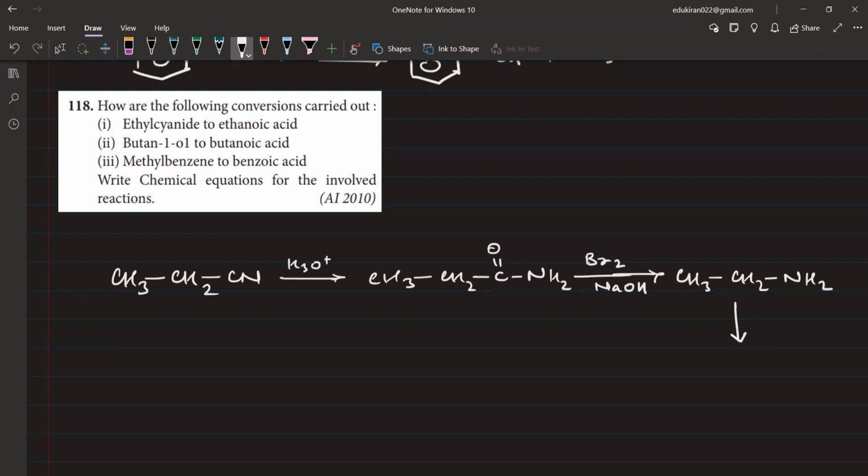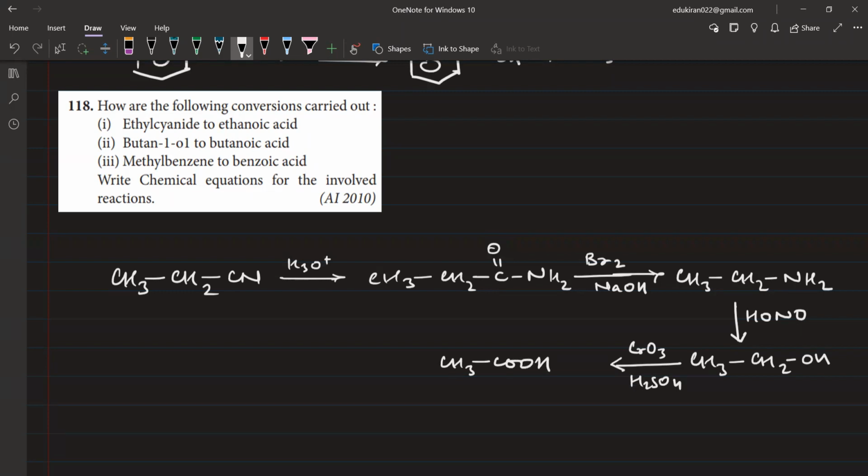If you remember a reaction from alcohol, HONO add करने से क्या होता है? CH3 CH2OH. Further, you can add any oxidizing agent, such as CrO3 in the presence of H2SO4, Jones reagent. क्या मिल जाएगा आपको? CH3COOH. Okay, so यही वाला आपके पास थोड़ा tough था.